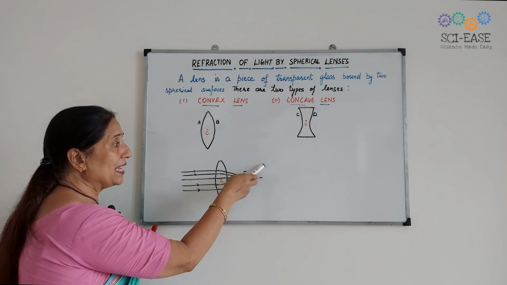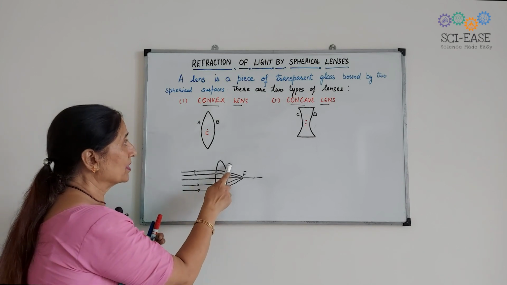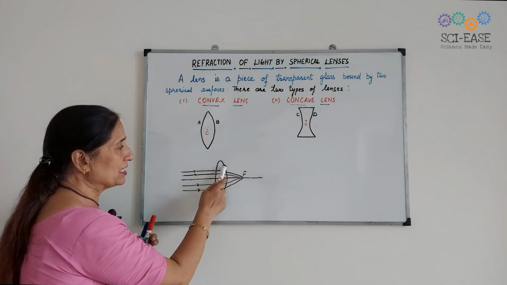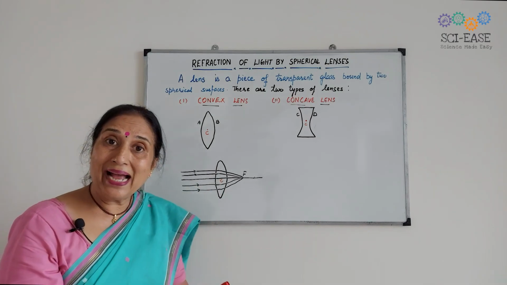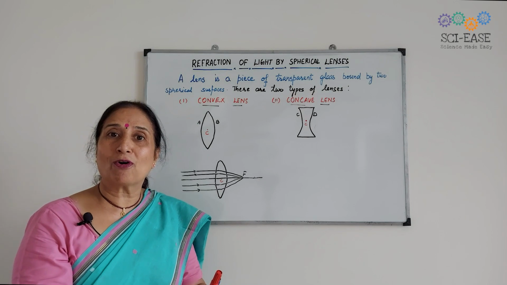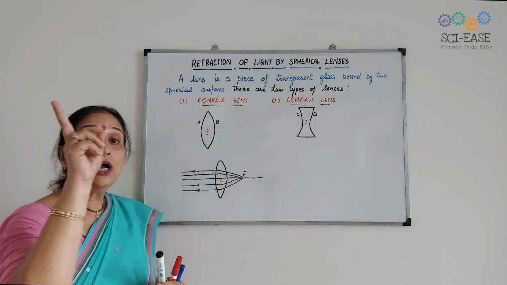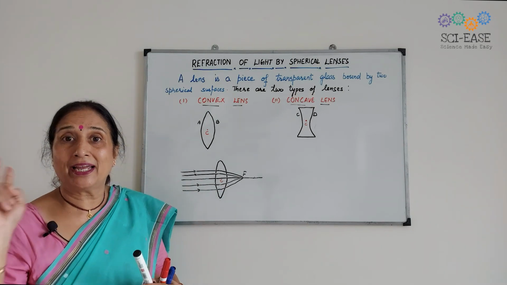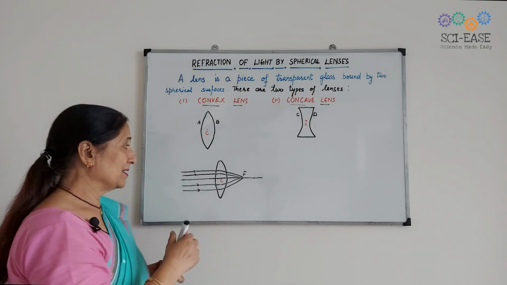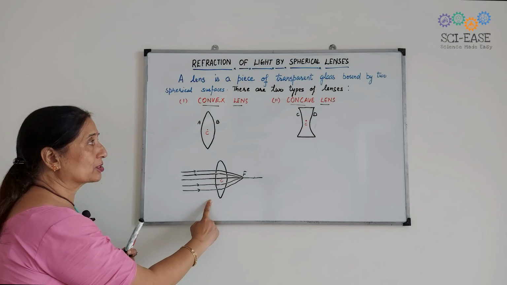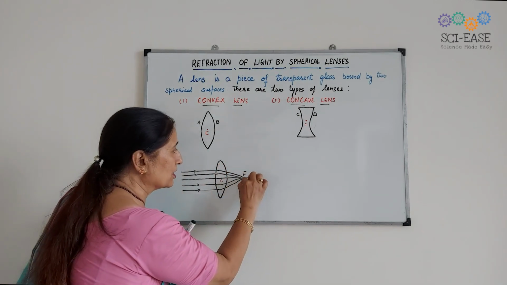When the lines are parallel to the principal axis, they will strike the other face of the lens. Then they will meet at the point known as, again, the principal focus, which is denoted by F dash. So there are two principal foci for the convex as well as for the concave lens. And you know that the convex lens is the converging lens. The rays will converge at this point.